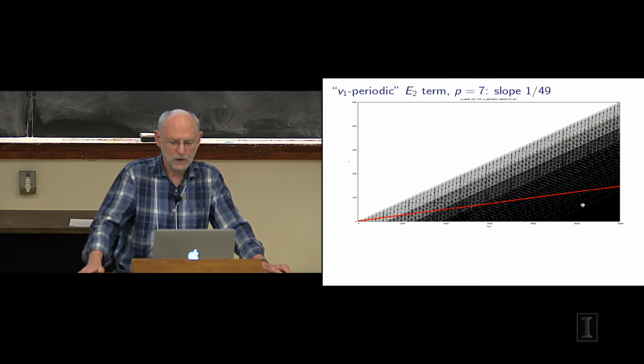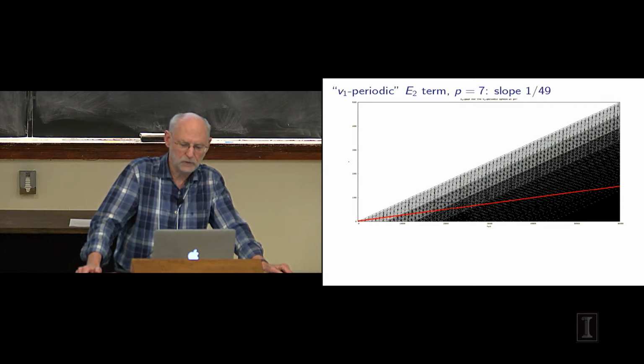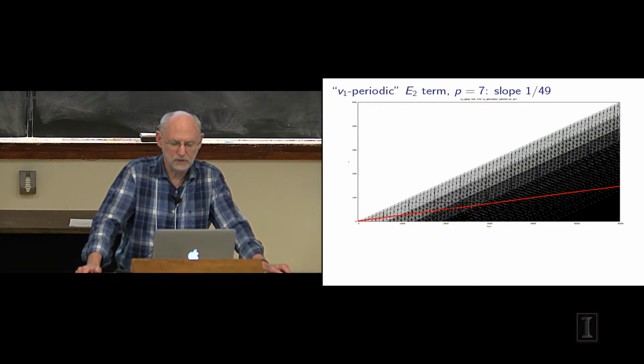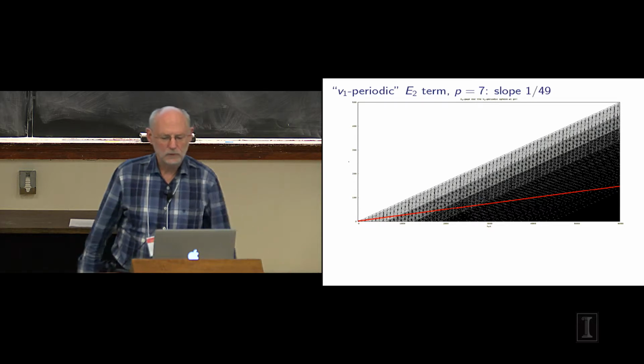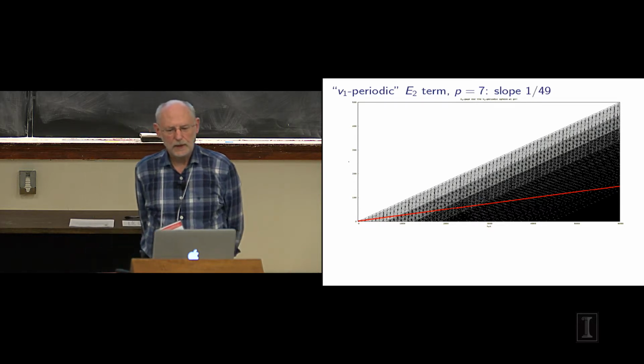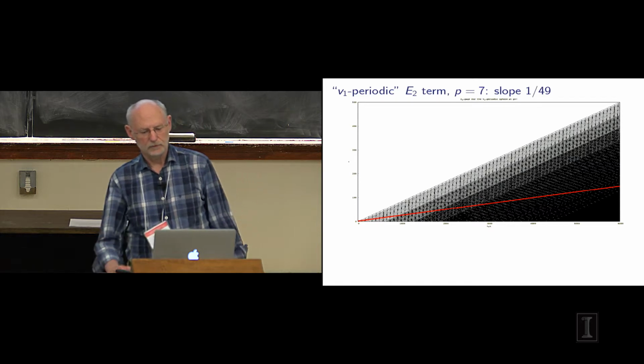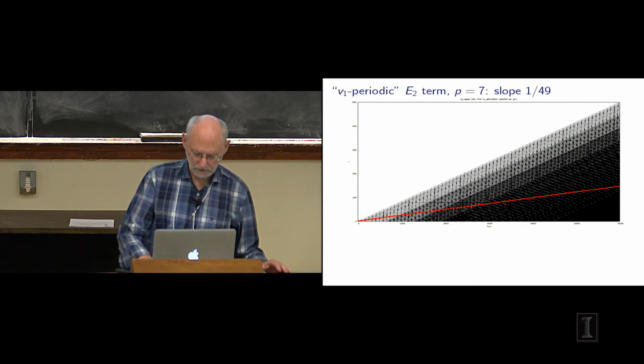Here's the picture for the prime 7, where the relevant slope is 1/49th. So he computed the E2 term for the sphere at the prime 7 above this red line. Kind of amazing. He was also able to compute the Adams differentials above this line, or above a line slightly above it.